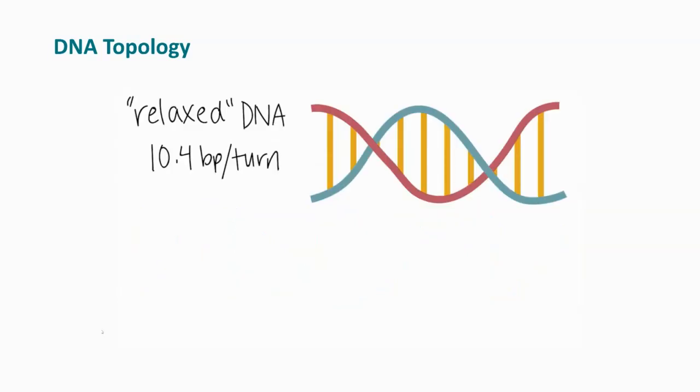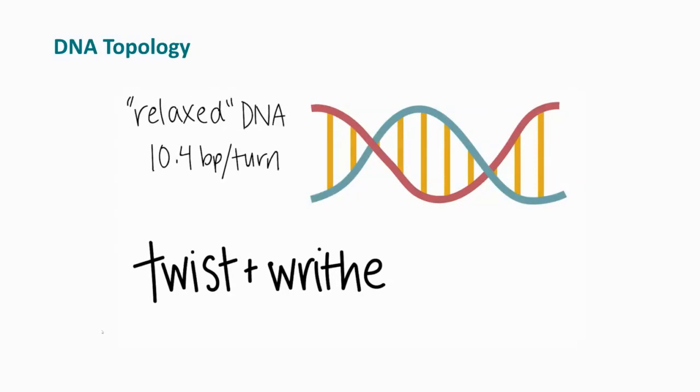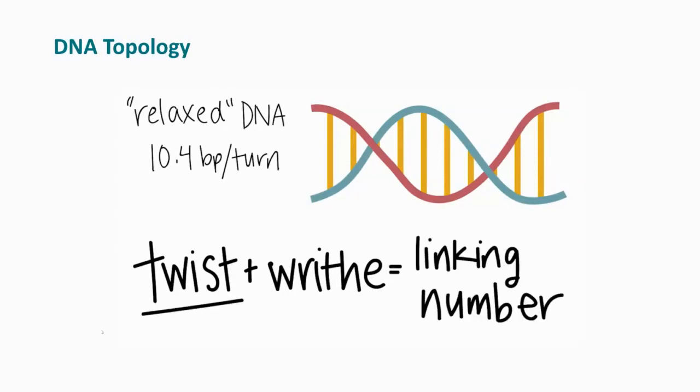The unstrained or relaxed DNA structure has 10.4 base pairs per turn of the helix. One way to describe the structure of a DNA double helix is by a combination of its twist and writhe, the sum of which is called the linking number. The twist is described as the number of helical turns of one strand about the other, and can be measured by counting how many times one strand wraps completely around the other.